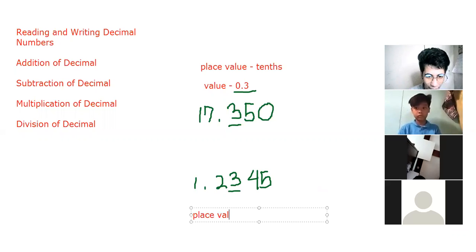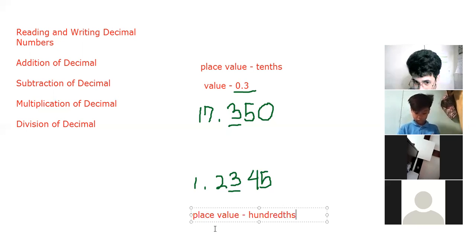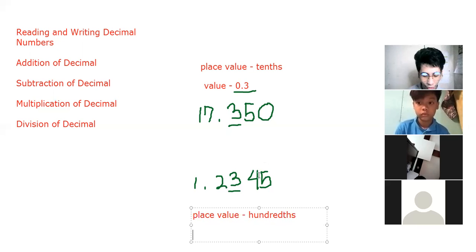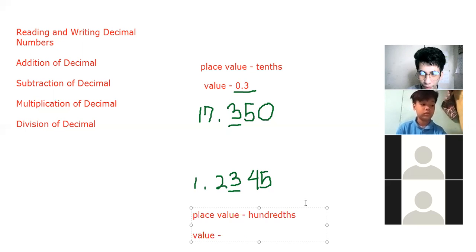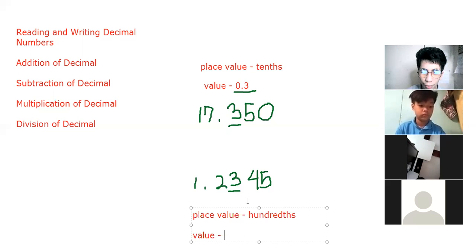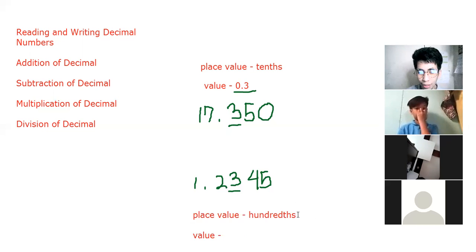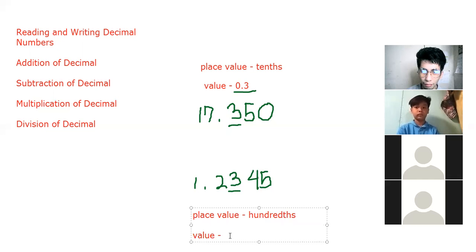Its place value is hundredths. That's right. So, hundredths is its place value, because the 2 is tenths and the 3 is hundredths. What is the value of the underlined number? What is the value of our underlined number? It's 0.03. Okay, very good. That is 0.03.